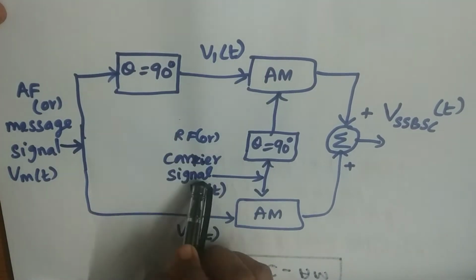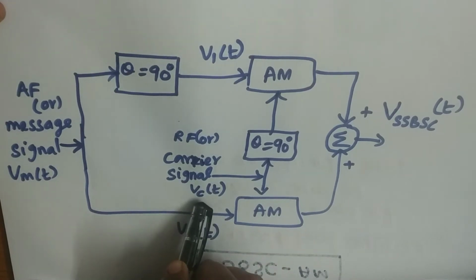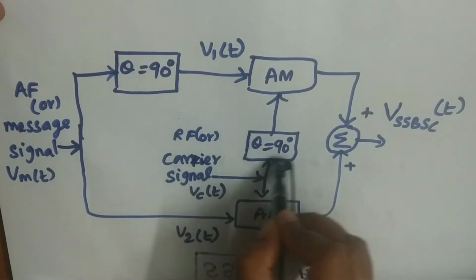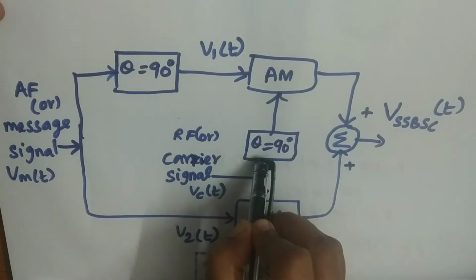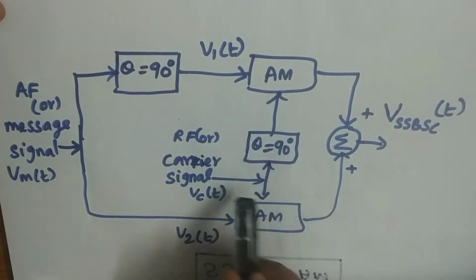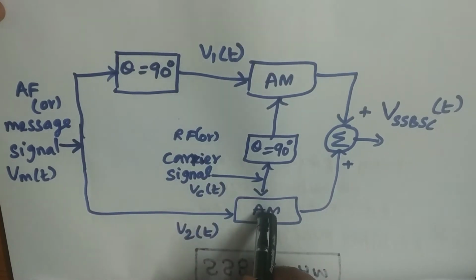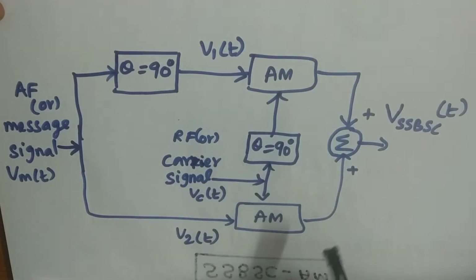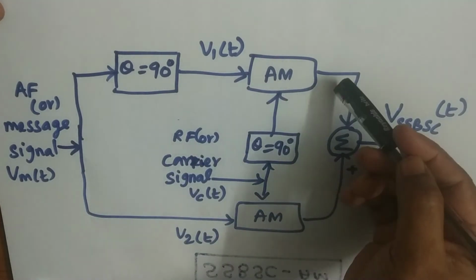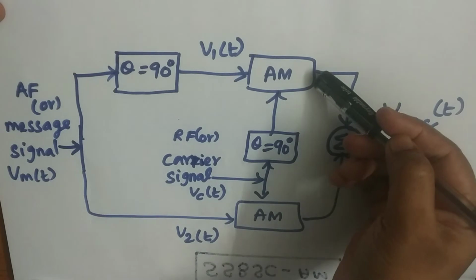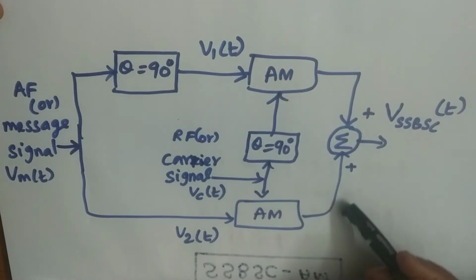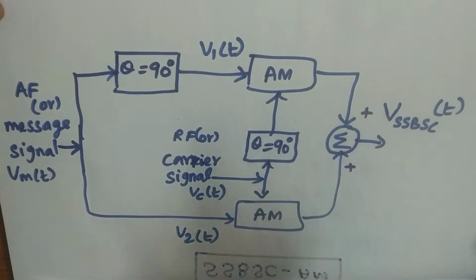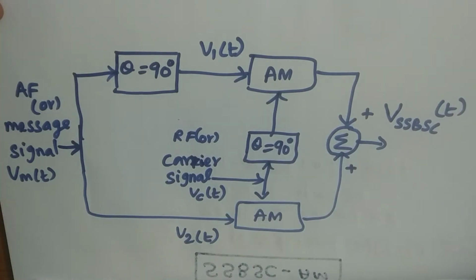This is the RF signal, or the carrier signal, represented by Vc of t. The carrier signal is also 90-degree phase shifted by this phase shifter, then fed to the upper modulator. The same carrier signal is directly fed to the lower amplitude modulator. Both the output signals, coming from the upper modulator and the lower modulator, are added. From this, we get the single sideband suppressed carrier signal.